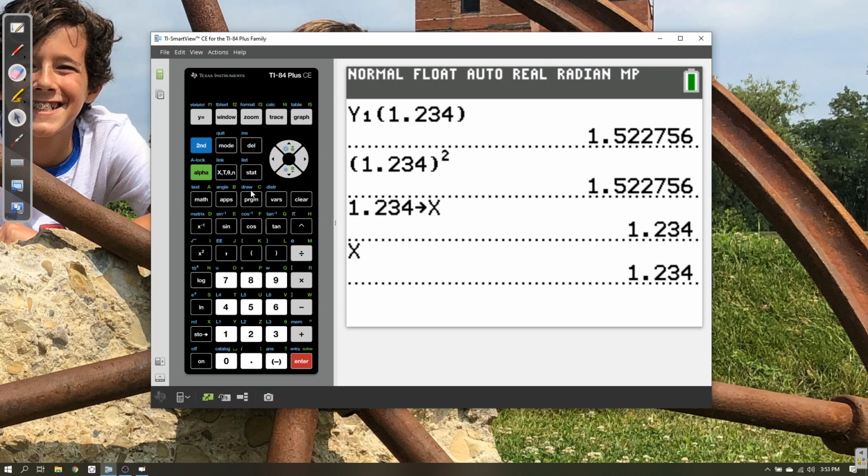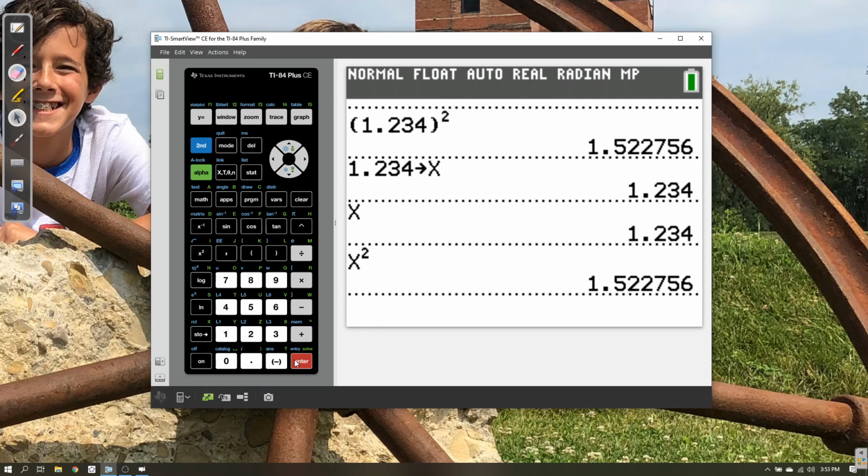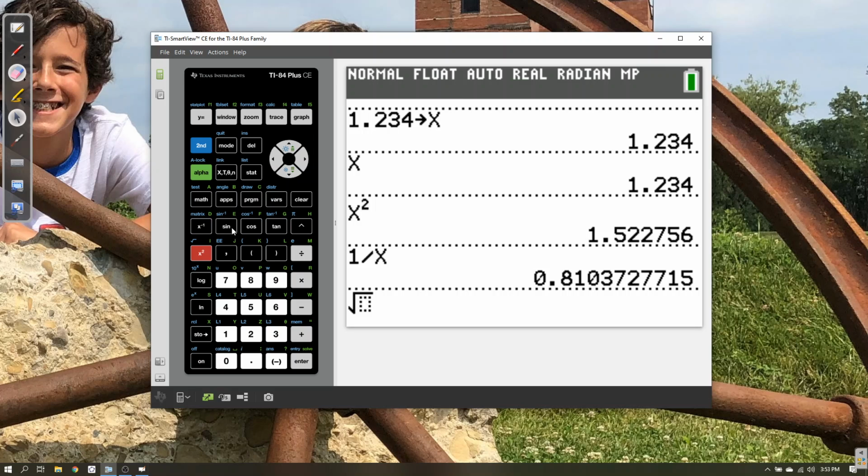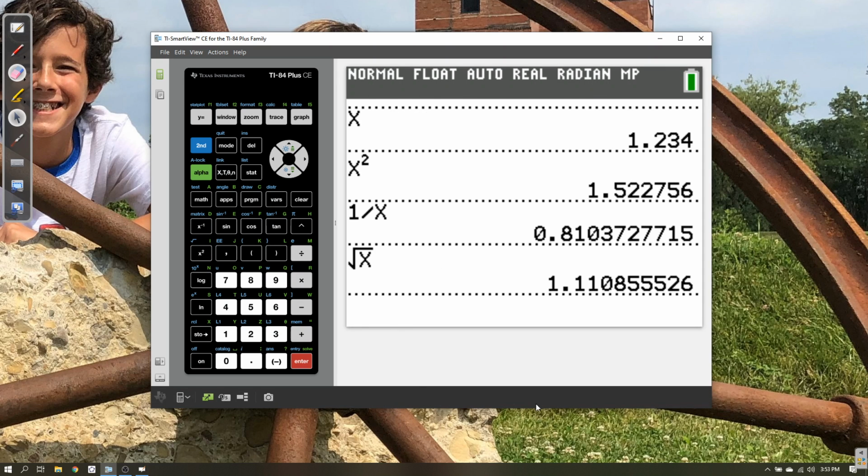So then we could just type out the expression using x instead, so x squared. Now the benefit of this is since we have multiple functions, we don't need to store any new functions, so I could just do the next one, 1 divided by x. And then the final one is square root of x. So this gives us all three of those decimal values on one screen there.